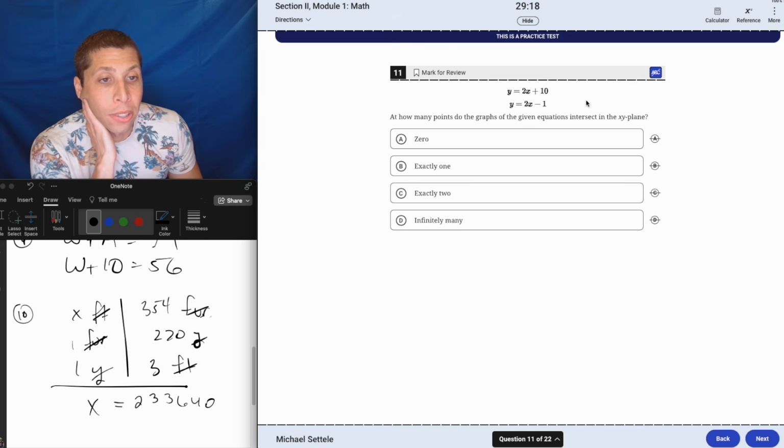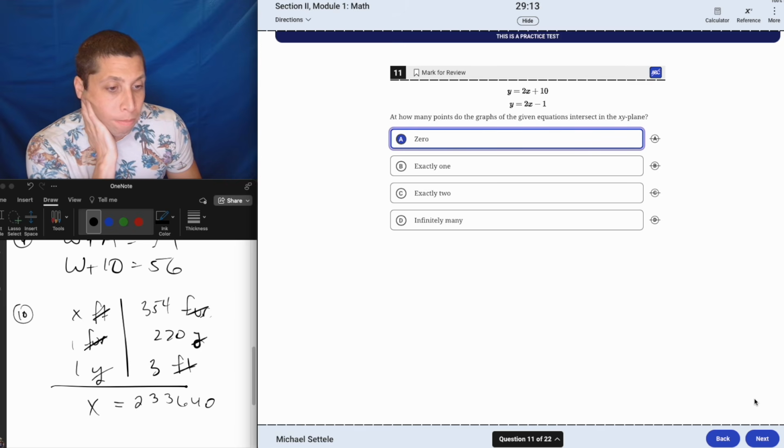How many points do the graphs intersect? They don't, because it's parallel lines. Cool, same slope.